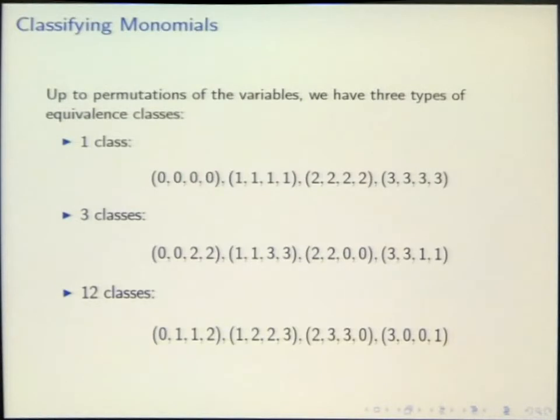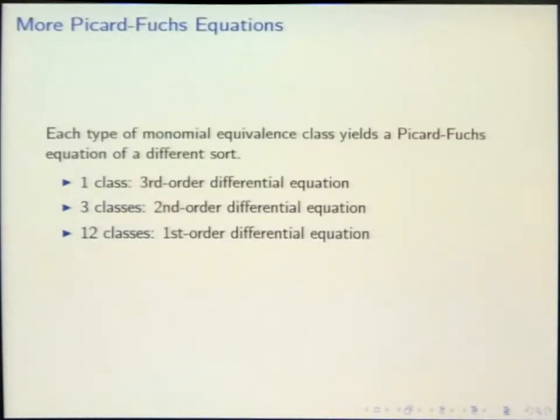And so, why is that interesting? We can actually find more Picard-Fuchs equations to understand. The first class is the one associated to the Picard-Fuchs equation that Ursula showed us. But then for the 3 classes that I listed second, you get a second-order differential equation for each one. And for the 12 classes, you get a first-order differential equation. And those are also all hypergeometric.